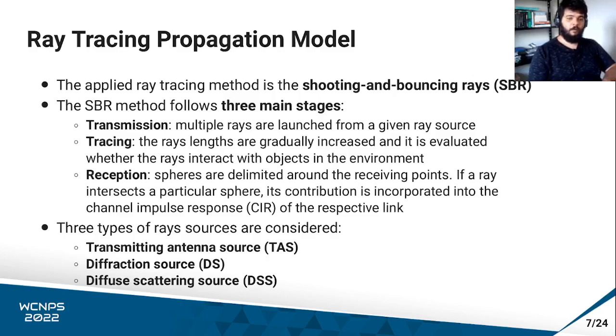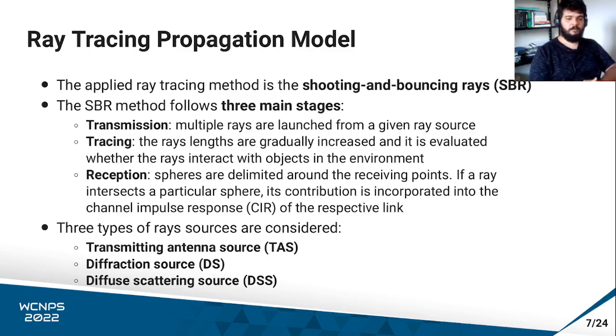In this section, I will introduce some of the basic features of the applied ray tracing method. The applied ray tracing method is based on shooting and bouncing rays. This method follows three main stages: the transmission stage, where multiple rays are launched for a given ray source.